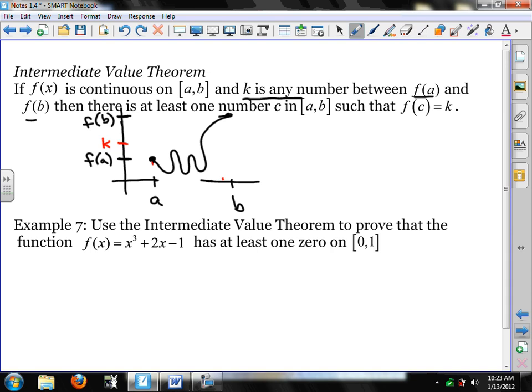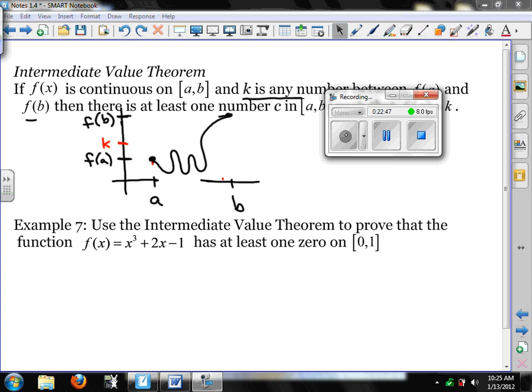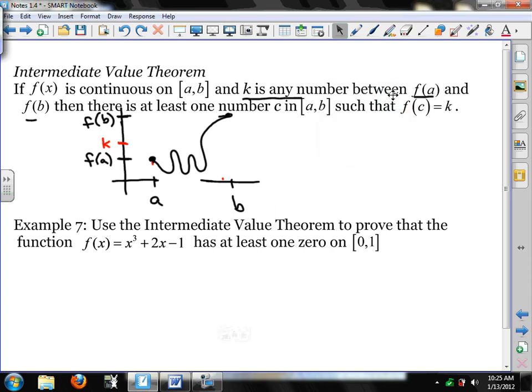But if we do have a continuous function, no matter what it does in between a and b, at some point it has to cross through y equals k to get up to b. The problems that are on your test are similar to example 7. Example 7 asks us to use the intermediate value theorem to prove that the function f of x equals x cubed plus 2x minus 1 has at least one 0 on the interval from 0 to 1. So we're using the intermediate value theorem to show that there's a 0 on the interval from 0 to 1.